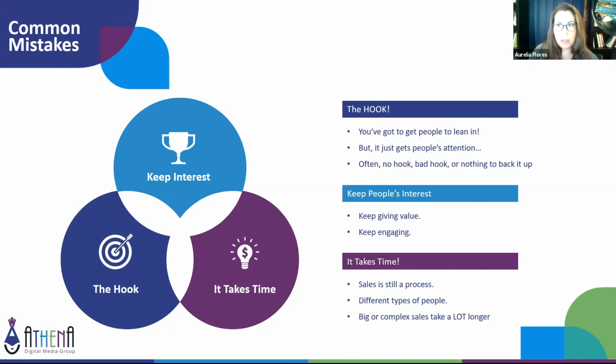What's getting people to stop? What's getting them to lean in? What does that look like? Most people don't keep people's interest. They've got a good hook, but then they don't know how to keep the conversation going. And the third thing is that they don't realize that a sales process is going to take time. So whatever you're doing, build your sales funnel, build it well, and keep it going.